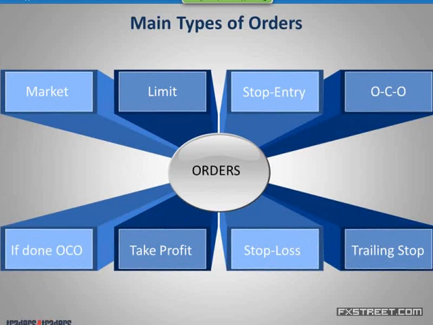Now, I know most people know the general order types, but you should know exactly where they fit in, how they operate, and when's the best time to use them. Okay, the market, limit, stop entry, and OCO orders at the top there are basically entry orders. The ones down the bottom, the if done, take profit, stop loss, and trailing stop are all exit orders. Now they have a specific place to be used.